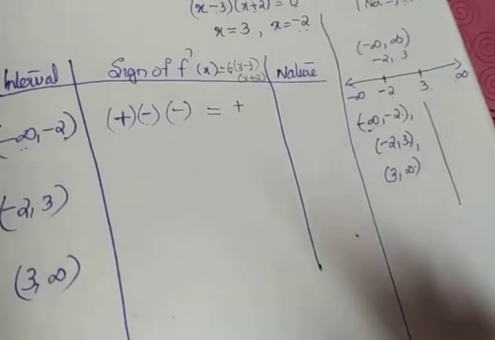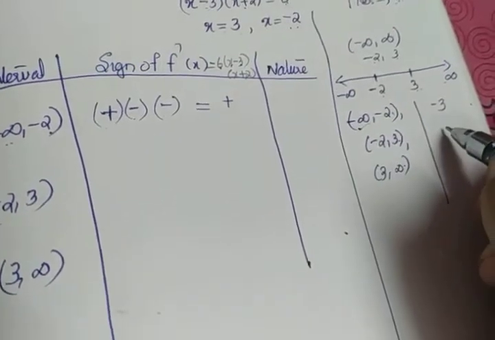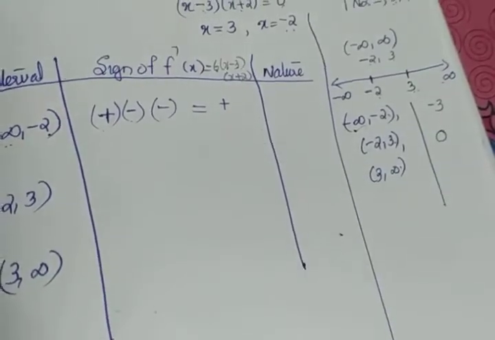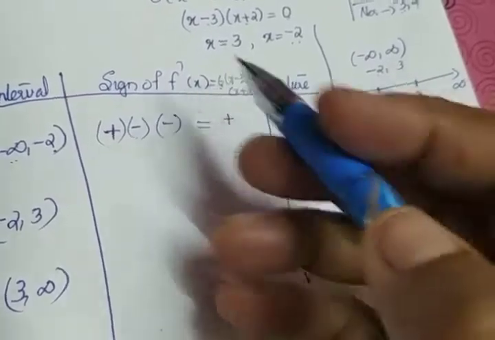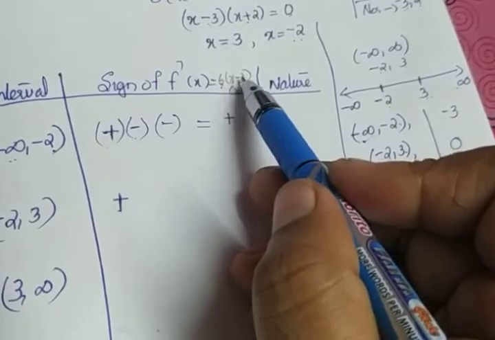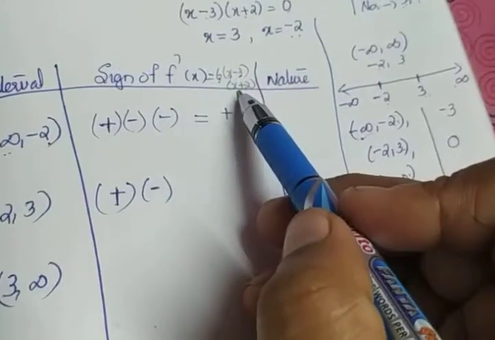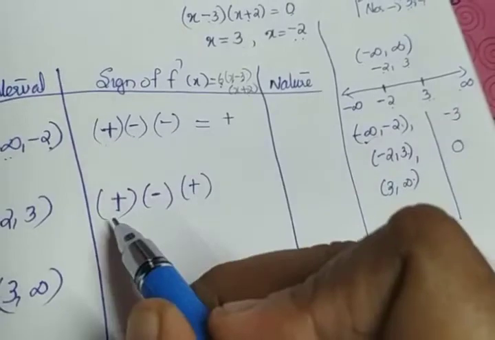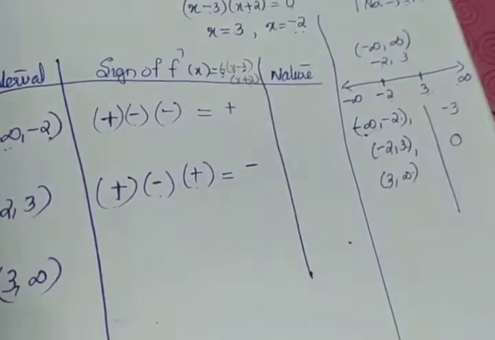Again, take the next interval. Next interval is minus 2, 3. Can you guess a number in between minus 2, 3? You can guess any number which is greater than minus 2 and which is less than 3. So easiest one is 0. When I put the value of x as 0, no changes there. 6 is always 6 when x takes the value 0, so it is positive. When I give 0 to the term x minus 3, 0 minus 3 is negative. So the second term becomes negative. And when I put 0 to the third term x plus 2, 0 plus 2 is positive 2. So what we get? Positive into negative into positive together gives you negative sign.